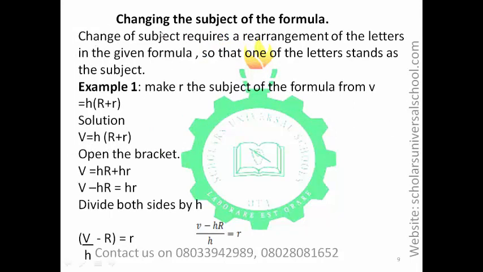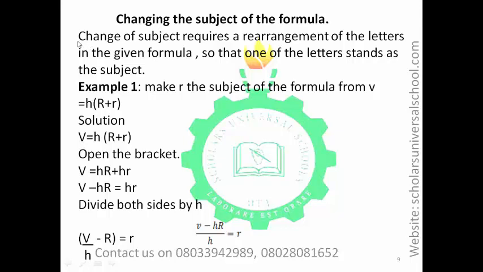So the second aspect of it is changing the subject of the formula. We have dealt with substitution. So now we want to look at changing the subject of the formula. Now, change of subject requires a rearrangement of the letters in the given formula so that one of the letters stands as the subject. For example, if you have a class rep and one day maybe John stood up and said, Tayo is no more the class rep. John will now be the new class rep.